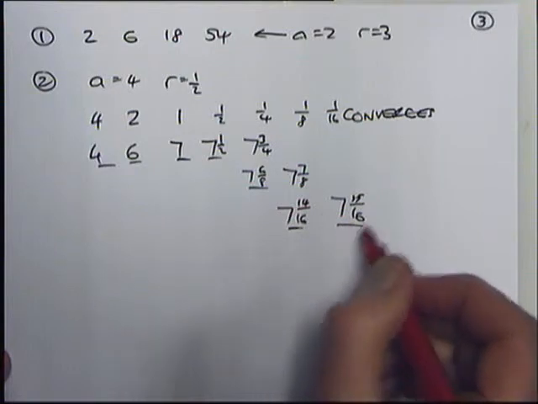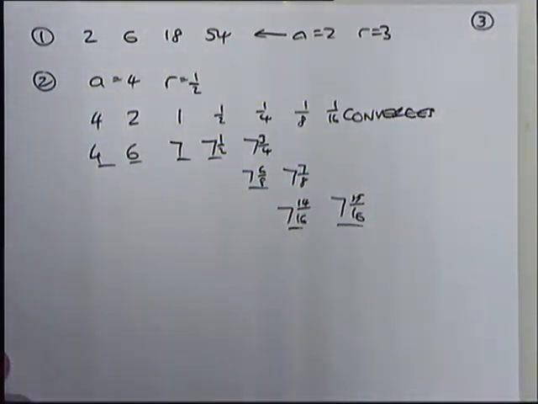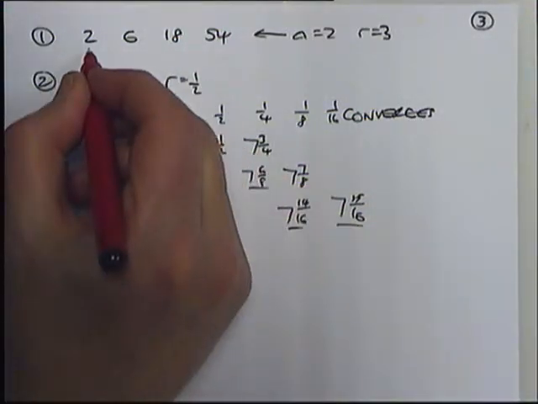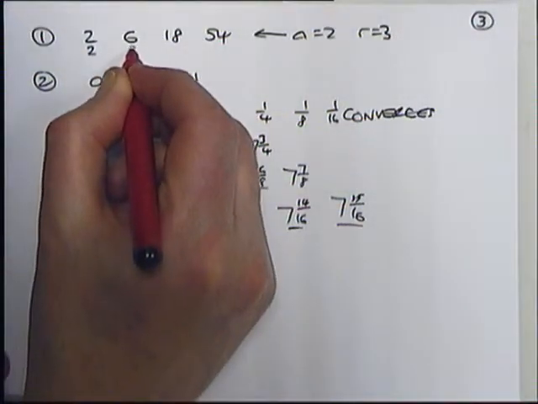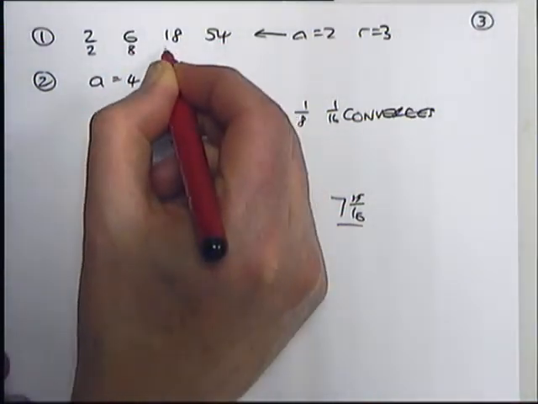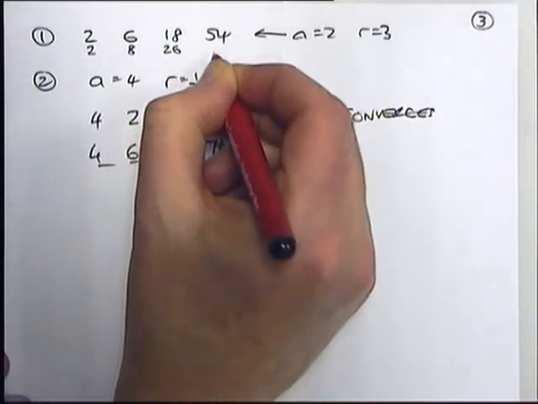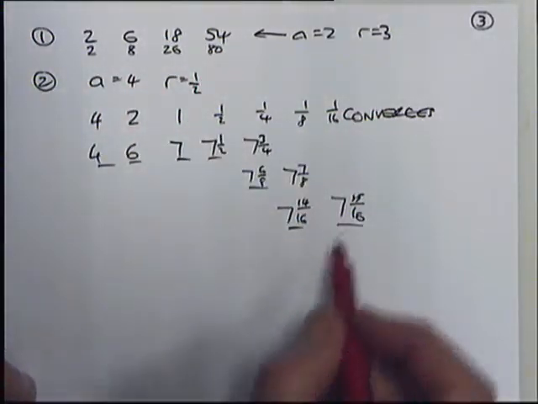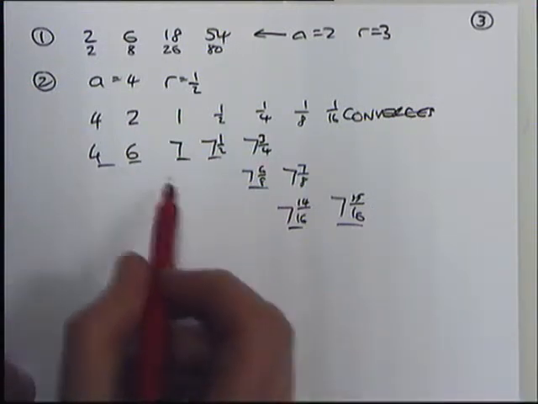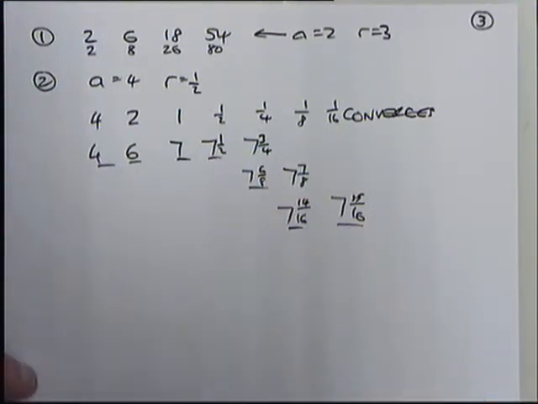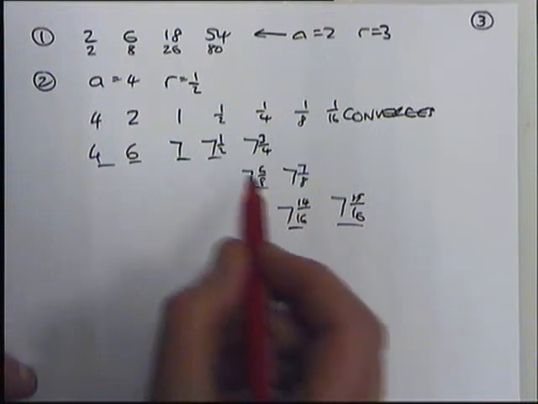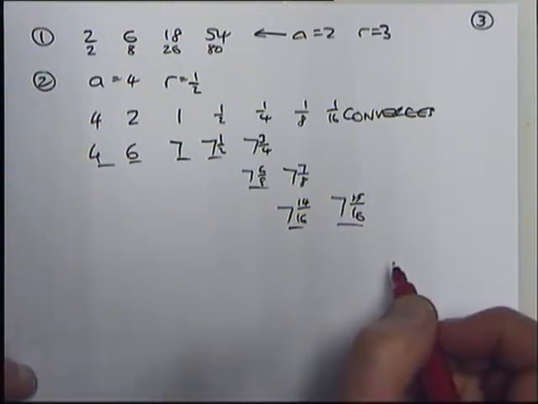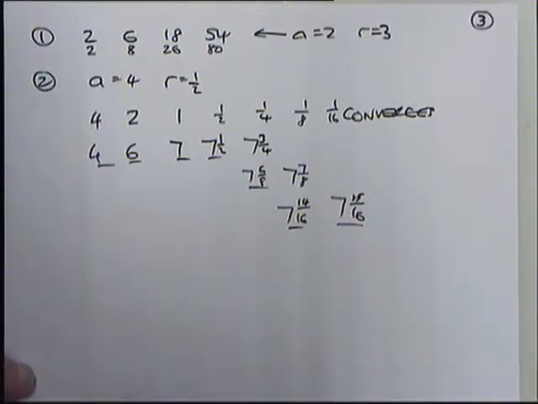They're getting closer and closer to some other number. They're not getting massively different. Here the totals would have been 2, add 6 is 8, add 18 is 26, add 54 is 80. There, that total is just getting bigger and bigger and bigger. But here, it's not getting massively bigger each time. It's getting a tiny bit bigger. And actually, this running total is getting closer and closer to a specific number.